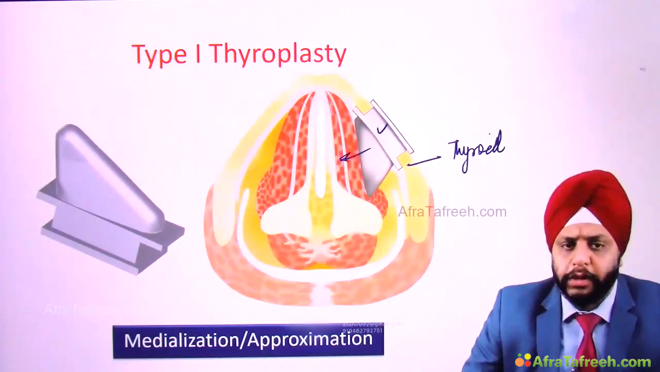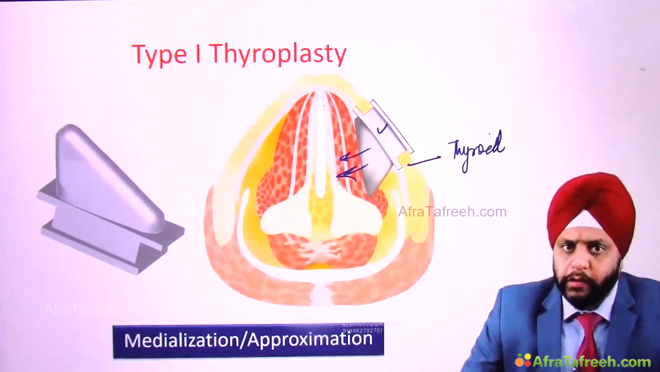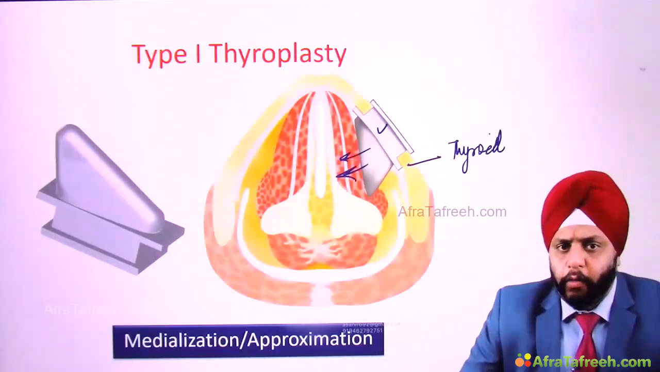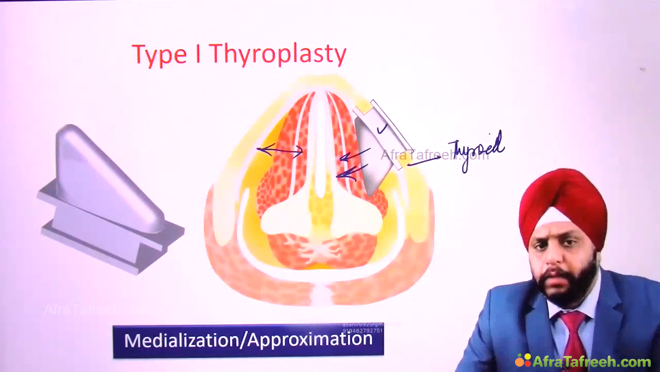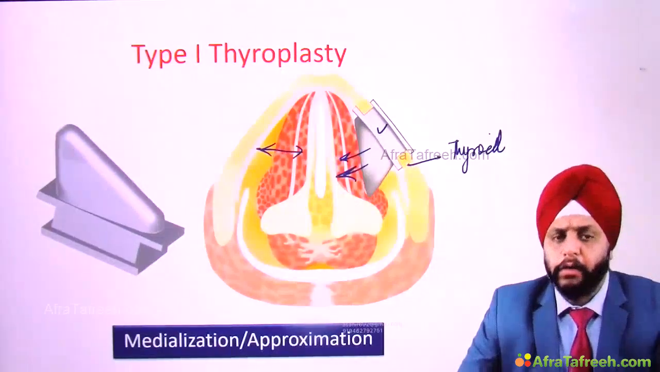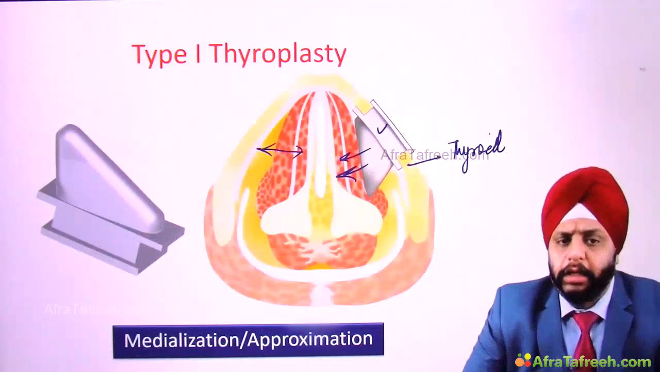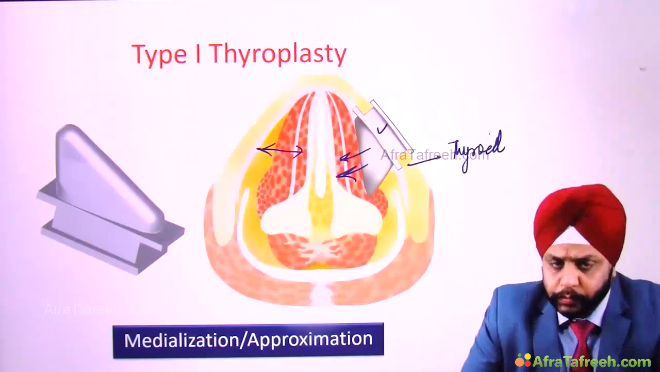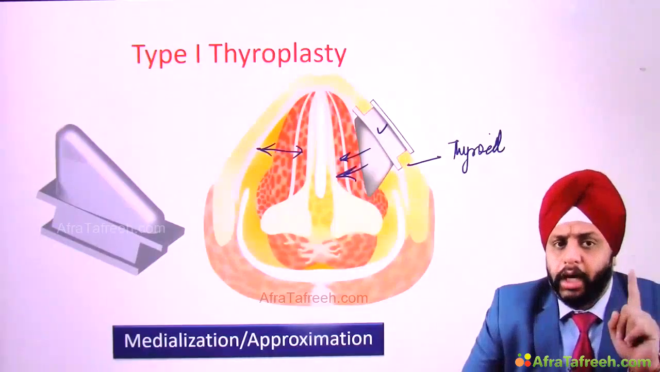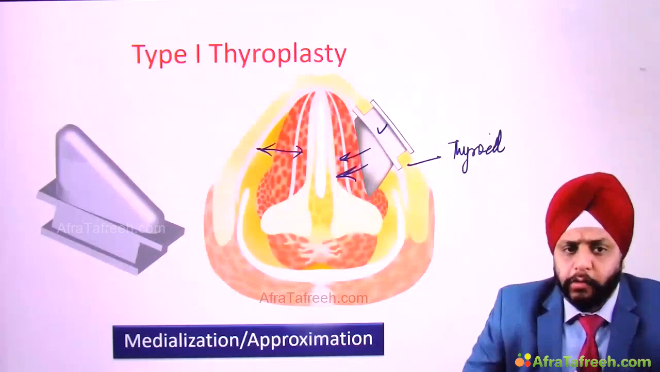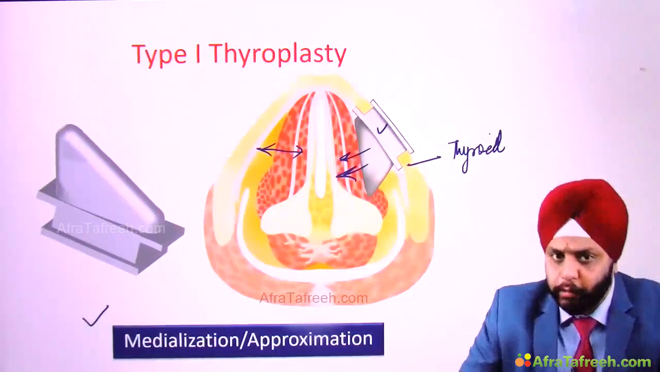Now this implant pushes the paralyzed vocal fold towards the midline. So this is brought to the midline and the other vocal fold can move freely. It will move freely and meet this paralyzed vocal fold in the midline, so the voice improves. Because now the two vocal folds are meeting in the midline, the aspiration also stops, right? So voice improves, aspiration stops. So this is your type 1 thyroplasty, which is also known as medialization thyroplasty or approximation laryngoplasty.